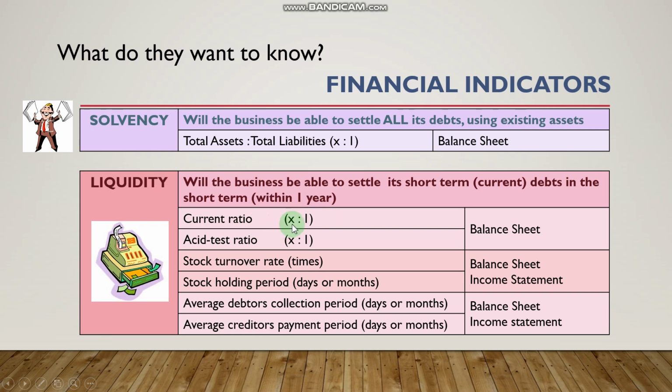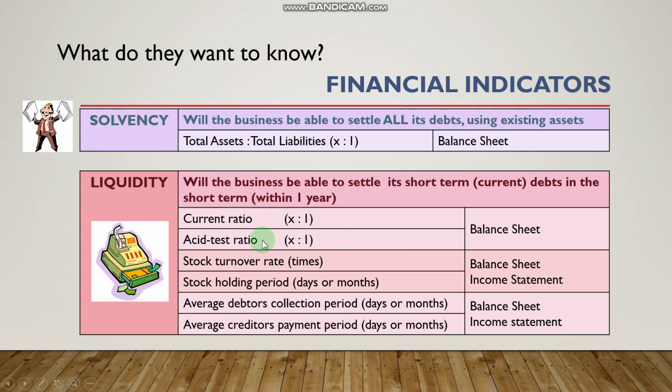The current ratio, again, any ratio will show as X is to 1. So the current ratio talks about current assets is to current liabilities. The second one is my asset test ratio. The asset test ratio is where I take my current assets and I minus stock. I want to know if I would be able to pay my short-term debts if I did not take into account stock, or another word for stock would be inventories. And then I will look at that as a figure comparing it to my current liabilities.